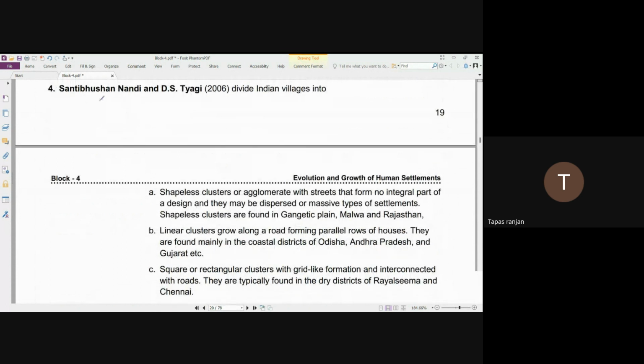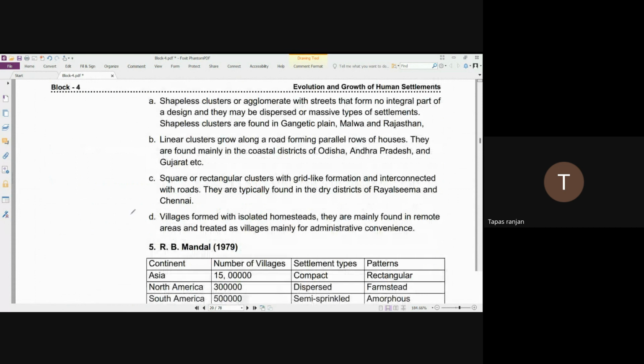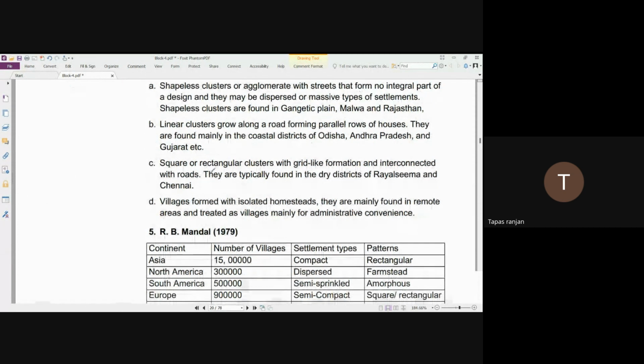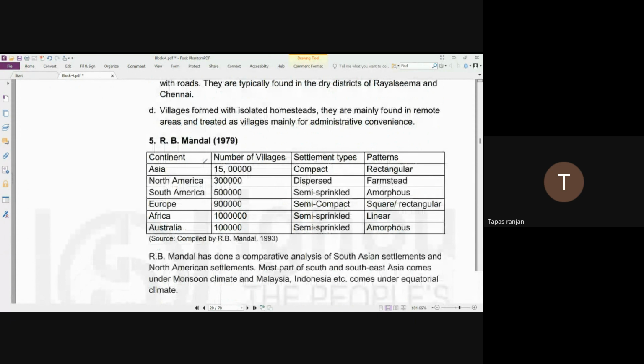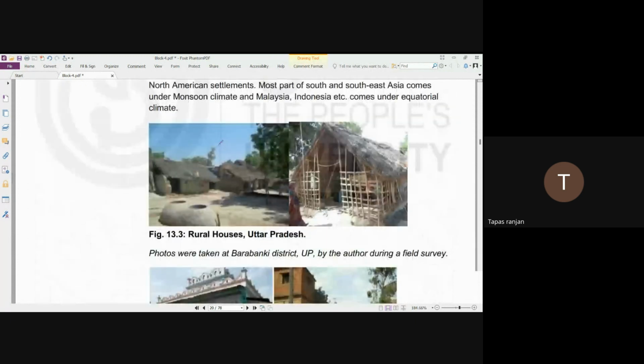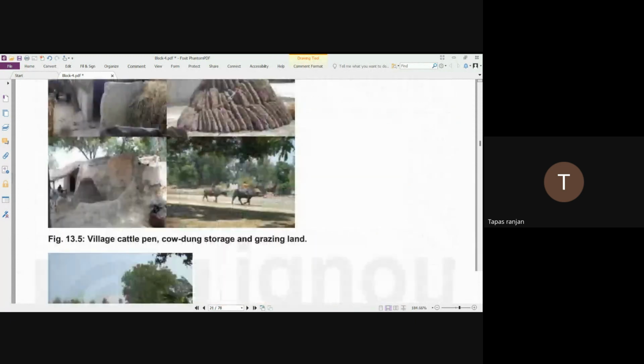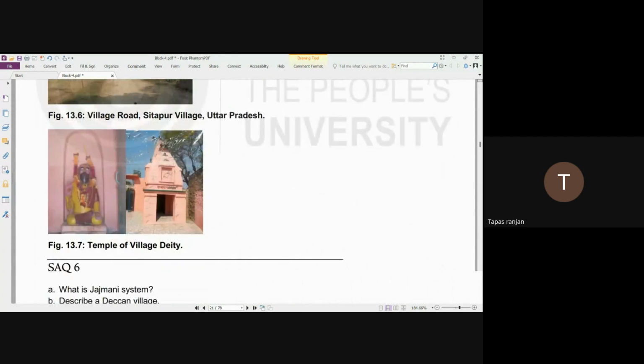So like Santi Bhushan Nandi and D.S. Taggi in 2006, they divided Indian villages into different parts. Say place clusters, agglomerates, you have linear clusters, then you have square or rectangular clusters, villages formed with isolated homesteads. Okay. Yeah, different examples have been given and different images have been given to support.